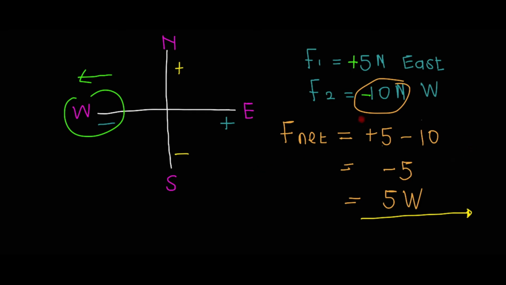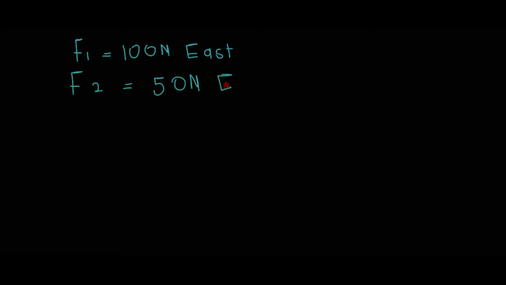You must know how to add your vectors and also how to write them graphically. Let's say you have two forces in this way. Let's say F1 is 100 Newton east, and then you have F2 which is 50 Newton east.